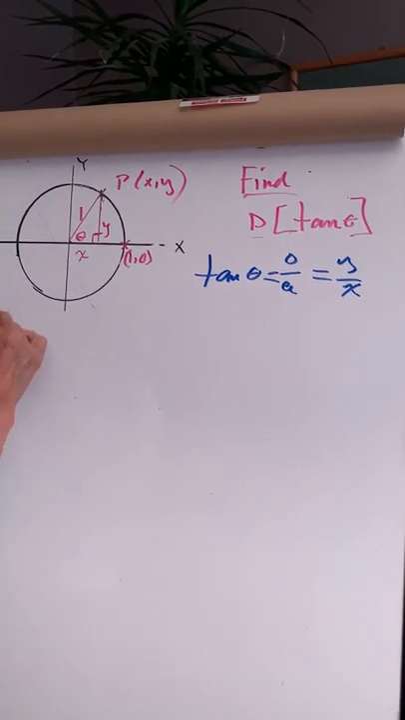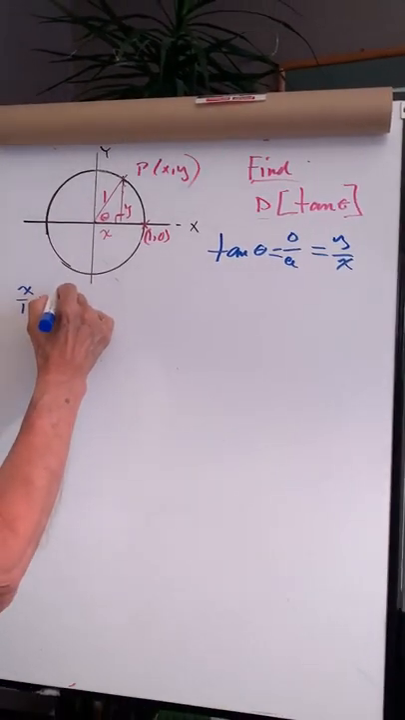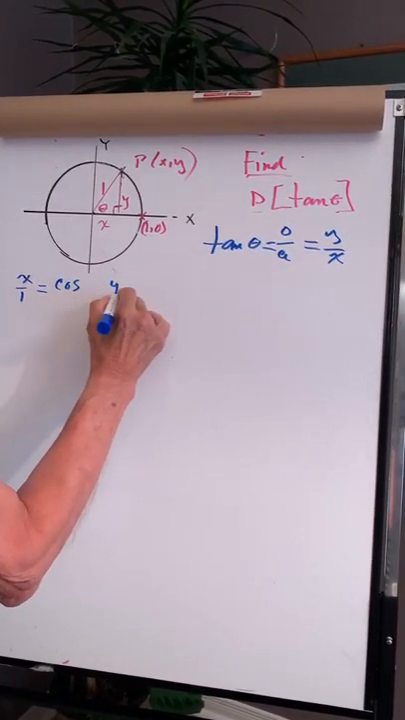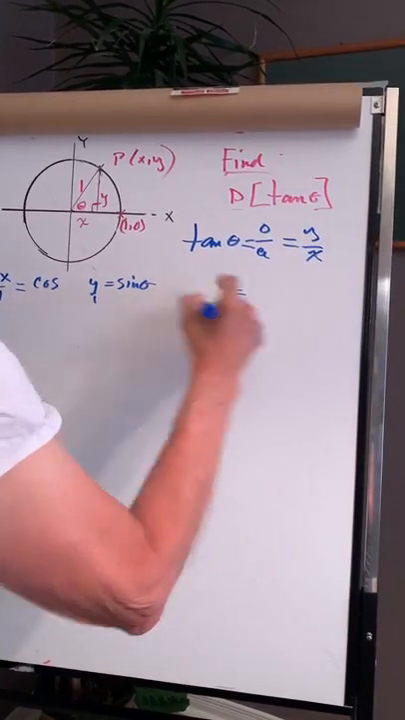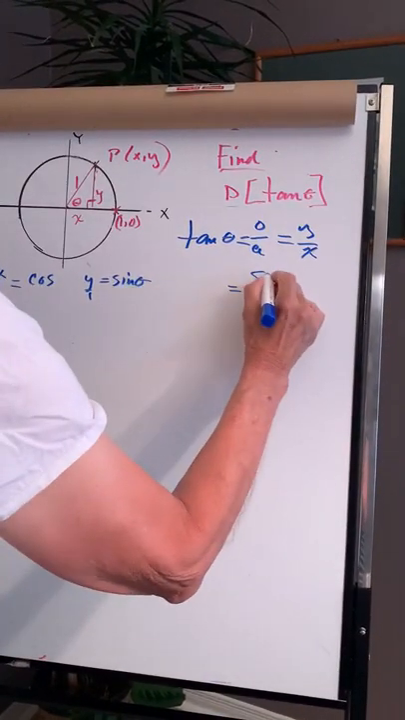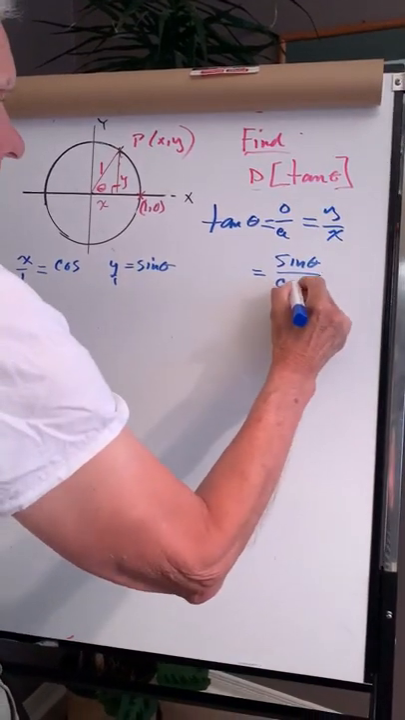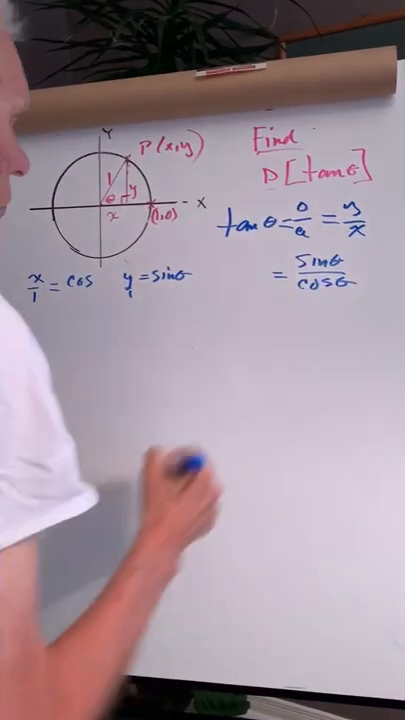But we also know that x over 1 is adjacent over hypotenuse, which is cosine. And y over 1 is the sine of the angle. And therefore, y is sine, and x is cos. So the tangent is the same as sine over cos.